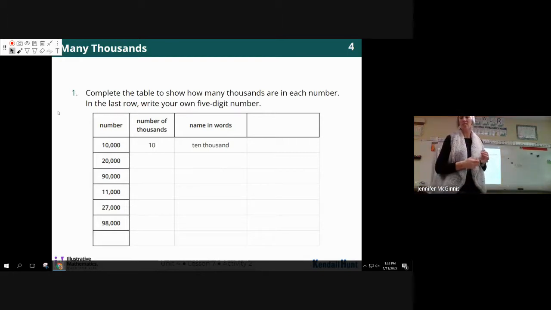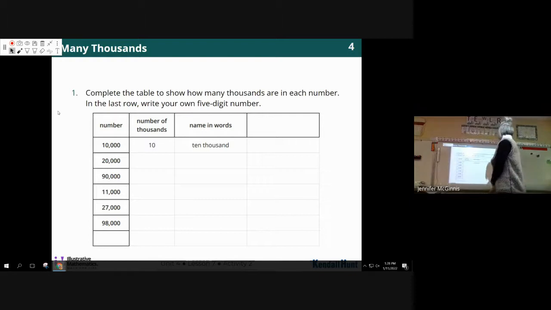Who can restate the directions in their own words? What are you being asked to do, Charles? We are being asked to complete the table, and then at the end you need to write 5-digit numbers. Make your own 5-digit number. Okay. Who else can say it differently? What are you being asked to do?